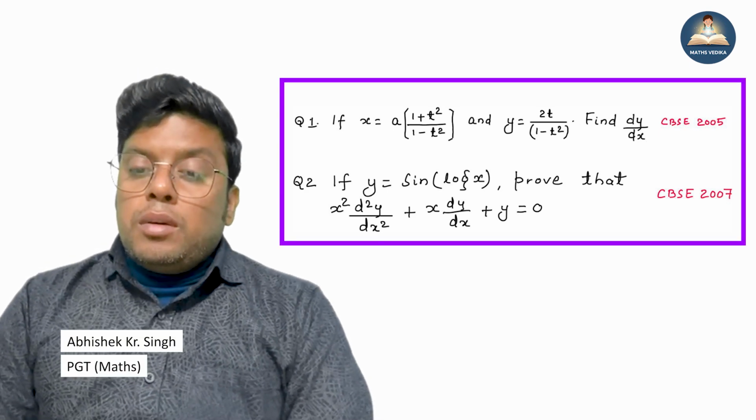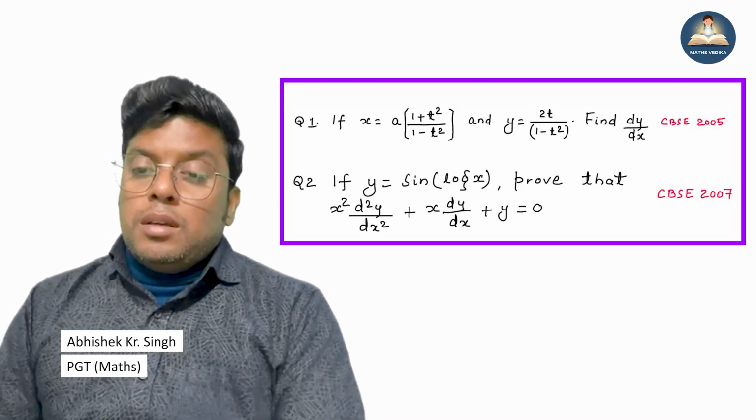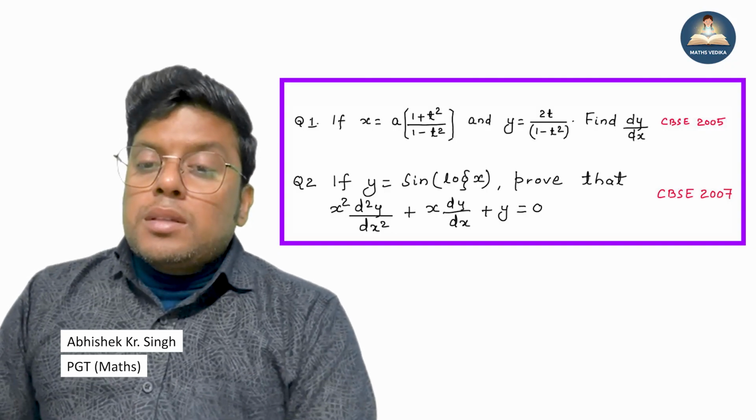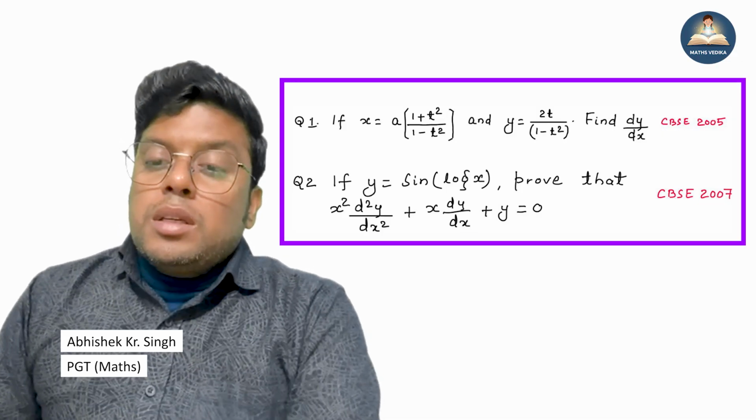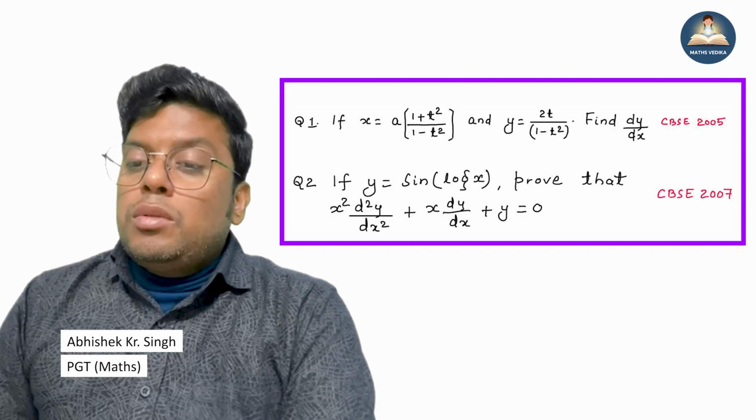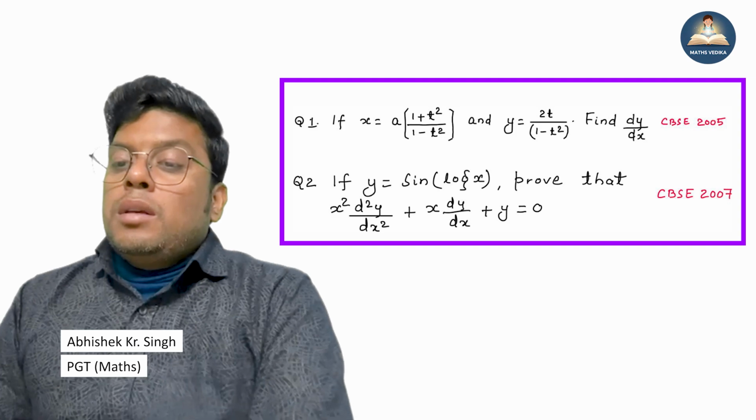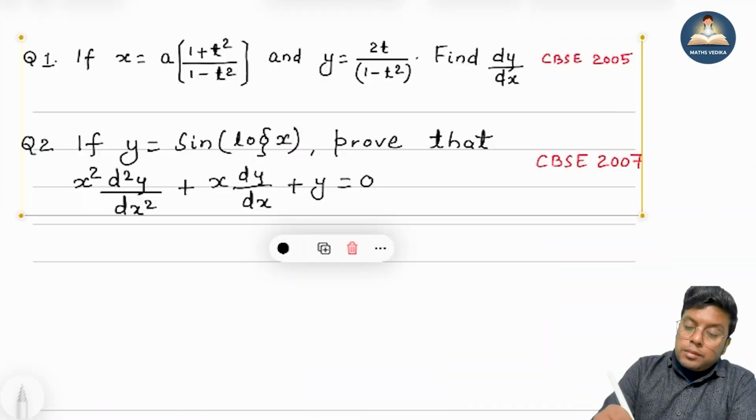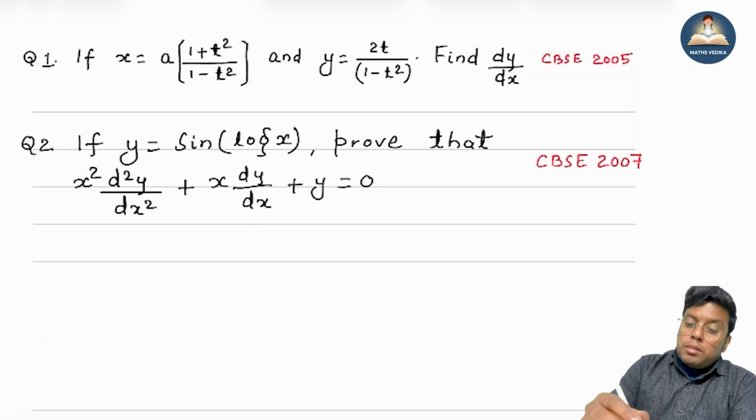So let's solve questions of differentiation asked in the CBSE examination. Question number 1: we have x is equal to a into (1 plus t square) divided by (1 minus t square), and y is equal to 2t divided by (1 minus t square). Then we have to find the differentiation of y with respect to x. So let's solve question number 1.